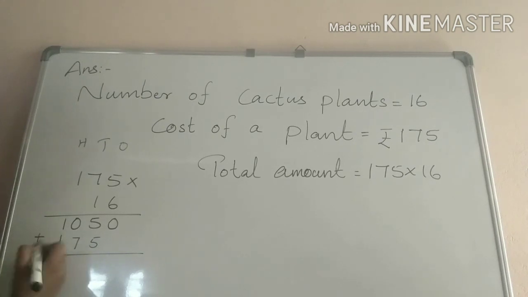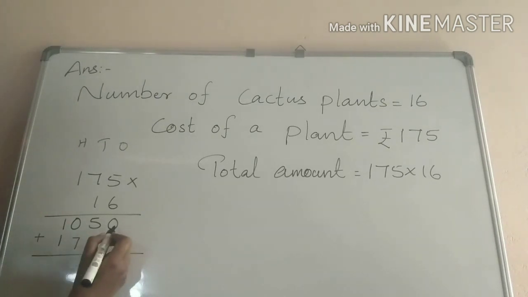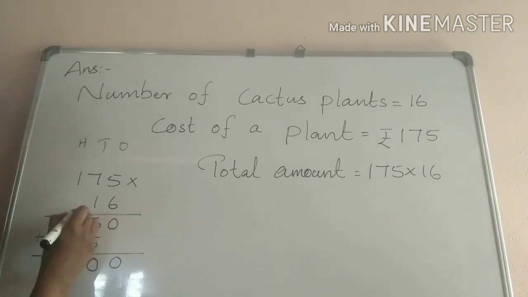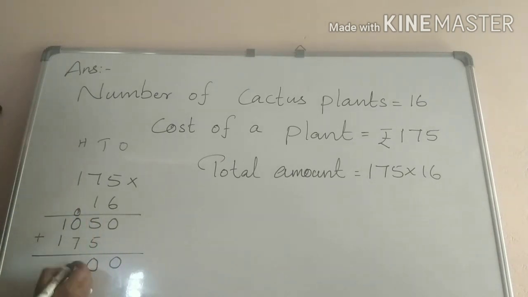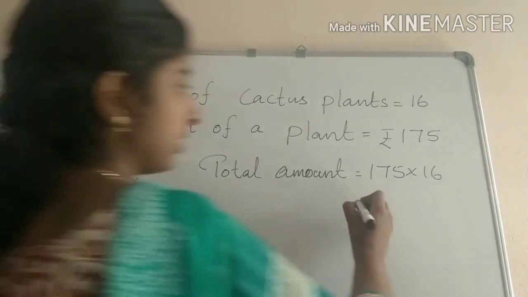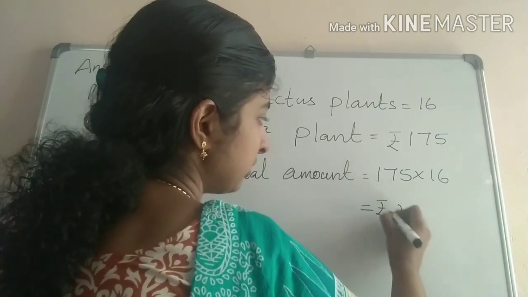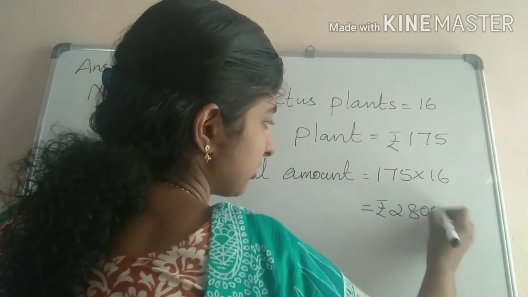Then addition. Then 0. 0 only there. 0. 5 plus 5, 10. 0 is here. 1 is balance. Then 1 plus 0, 1. 1 plus 7, 8. Then 1 plus 1, 2. 2800 is the answer. Total amount is rupees 2800. Okay.